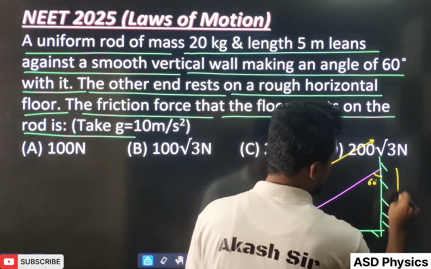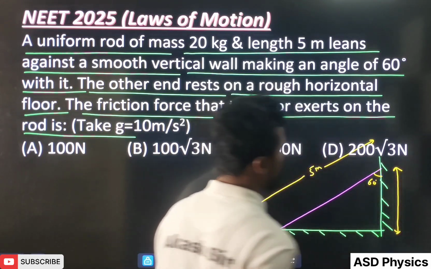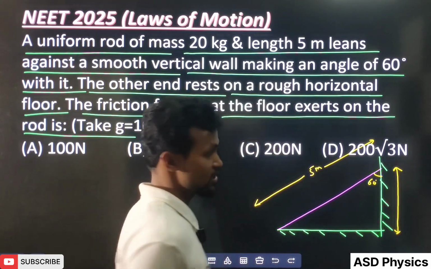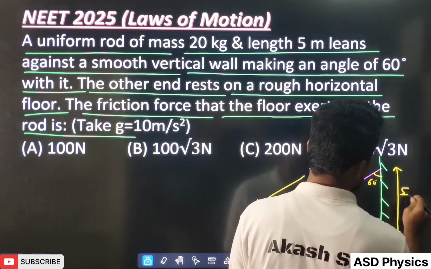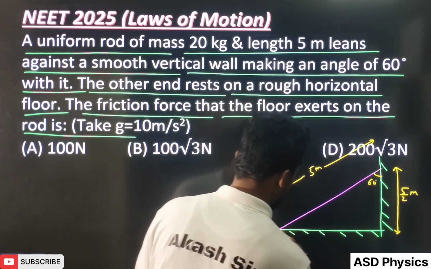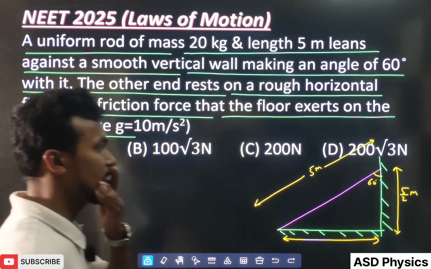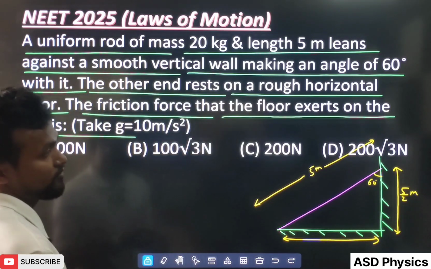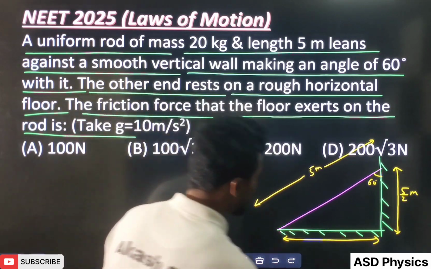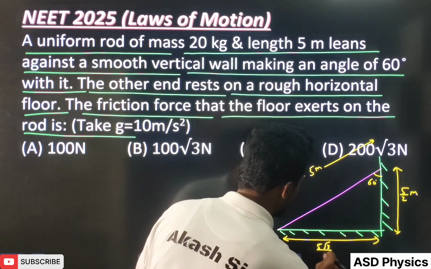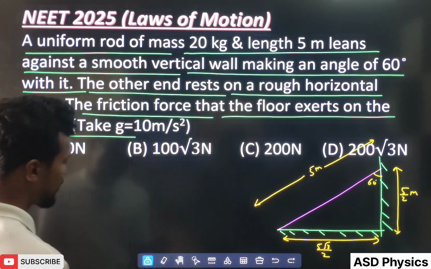Can you see this length, how much is it? 5 cos 60. Cos 60 value is 1 by 2. So it becomes 5 by 2 meter, is it? Similarly, kindly see this one here. How much will this one come? 5 sin 60. So 5 sin 60 means 5 root 3 by 2. Is it? This thing and all is okay, is it?